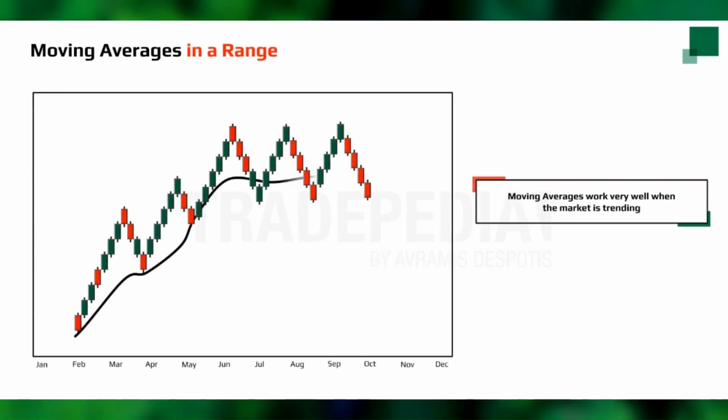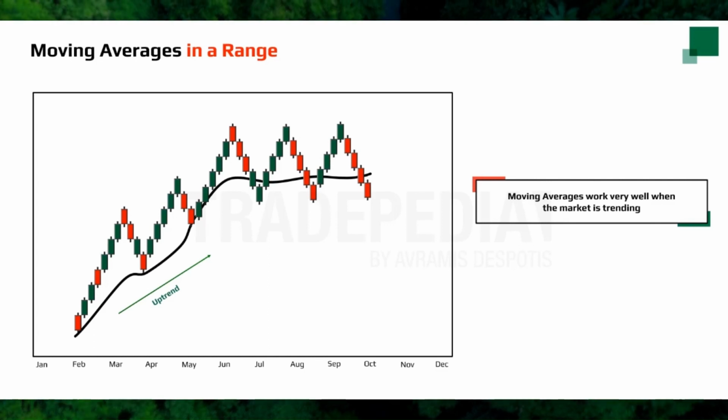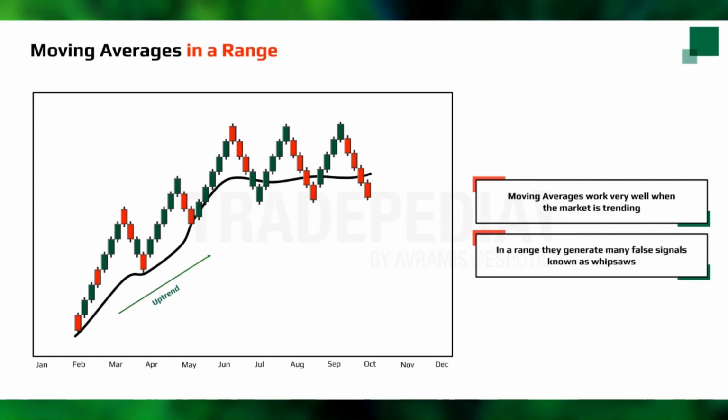Moving averages serve as a very good trend indicator that work very well when the market is trending. In a range, however, refrain from using them due to many false signals known as whipsaws.